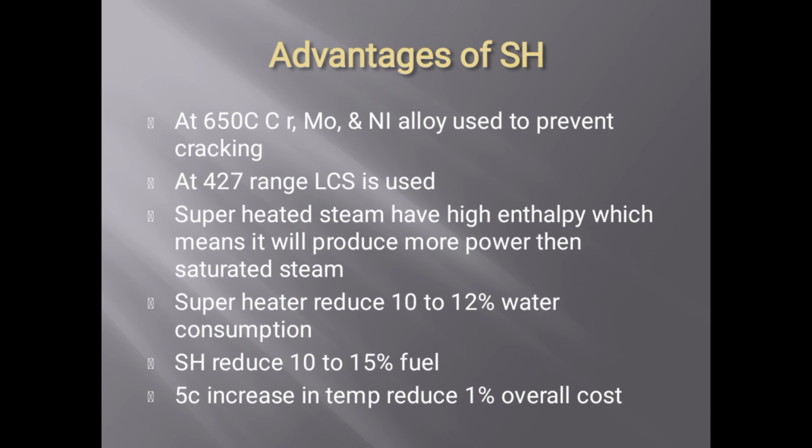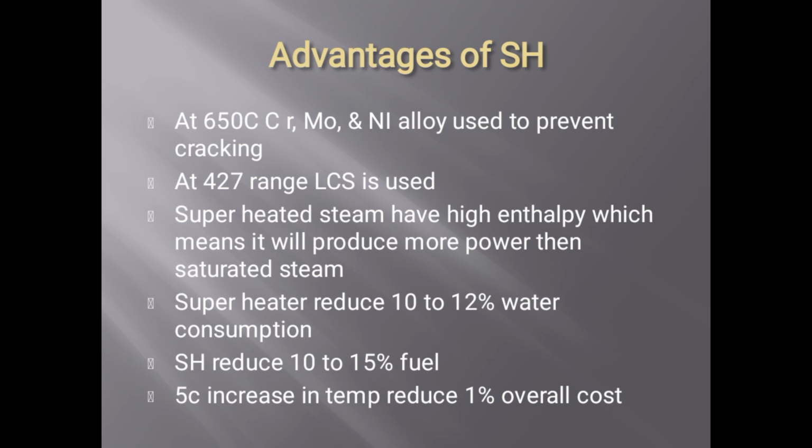Next, we will discuss some advantages and some facts and figures of the superheater. If we use the superheater at 650 degrees Celsius, we will use a chromium, molybdenum, nickel alloy to prevent cracking of the superheater. And if we wish to use low temperature, meaning 400 to 427, then we will use LCS, low carbon steel. And next, superheated steam has more enthalpy than saturated or wet steam. So it means that superheated steam is more workable and produces more power than saturated or wet steam.